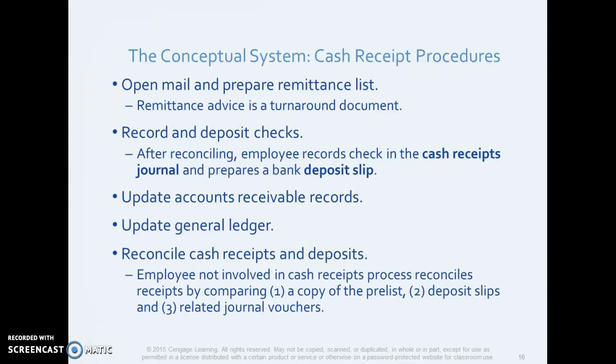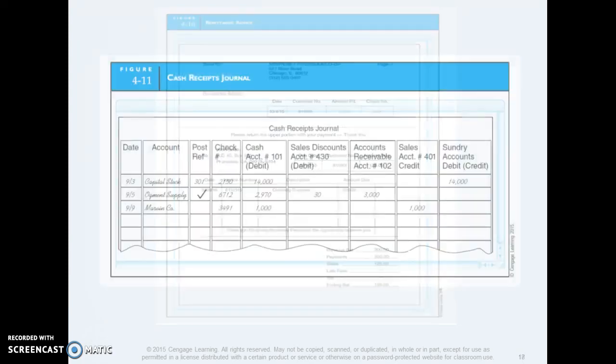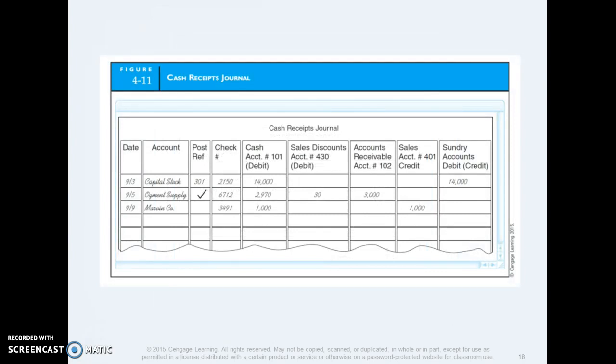So why do we want an employee that's not involved in the cash receipts process? Because we want checks and balances, internal control, segregation of duties. This is another thing that we have to be aware of, especially when it comes to cash. So this is a copy of the remittance advice. Just take a good look at this. This is the cash receipts journal.